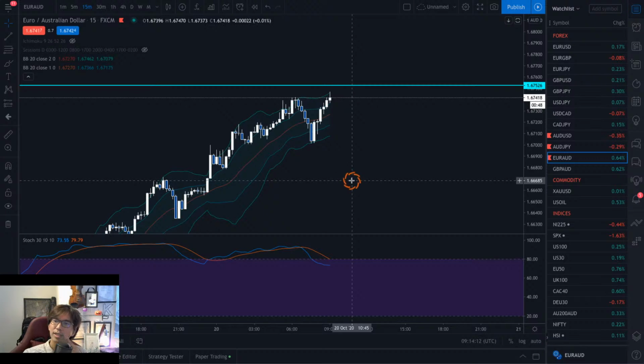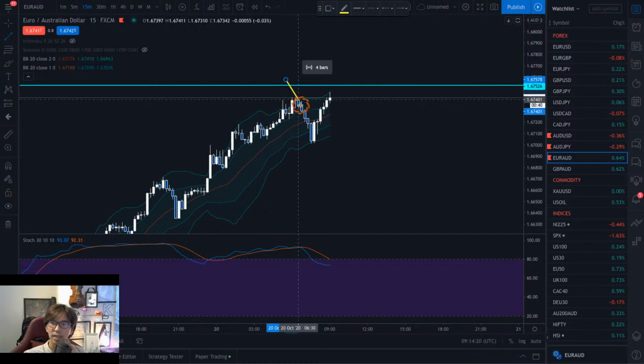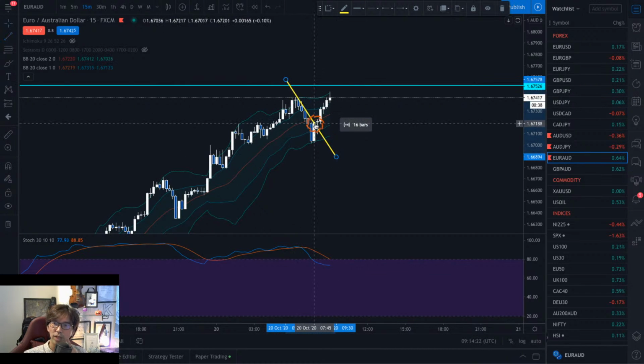What else? We can draw the counter trend line break. There was a counter trend line break that happened like this. So that was one of the trading edges on this breakout.